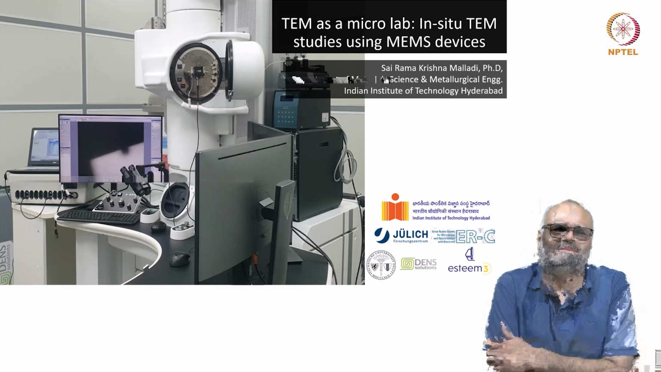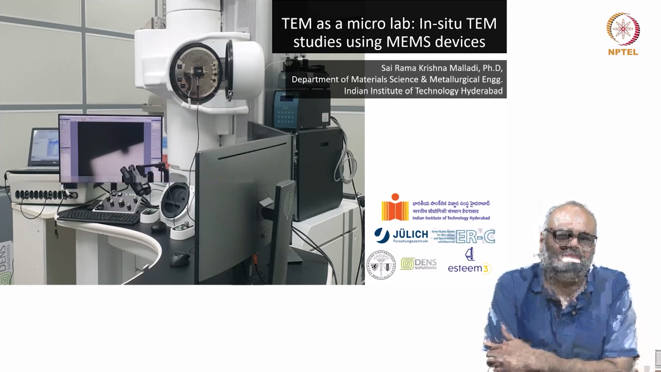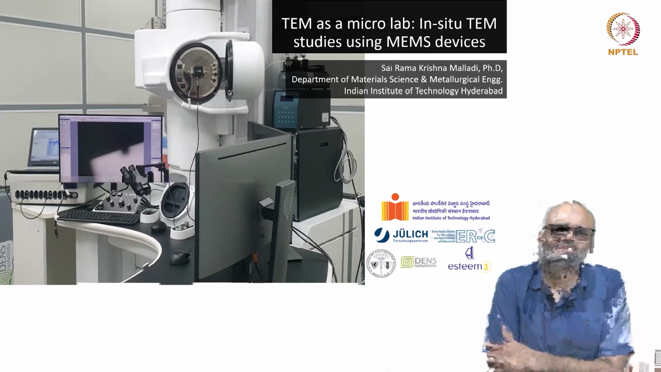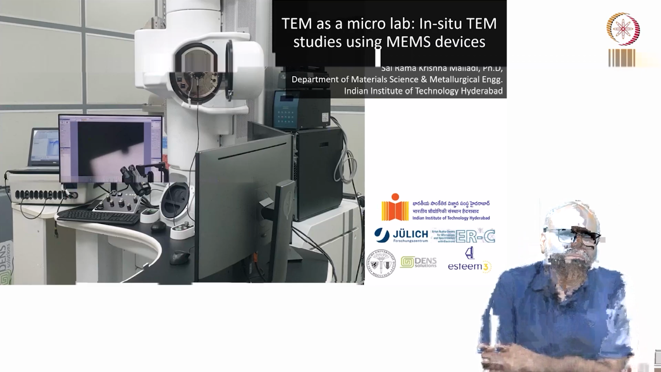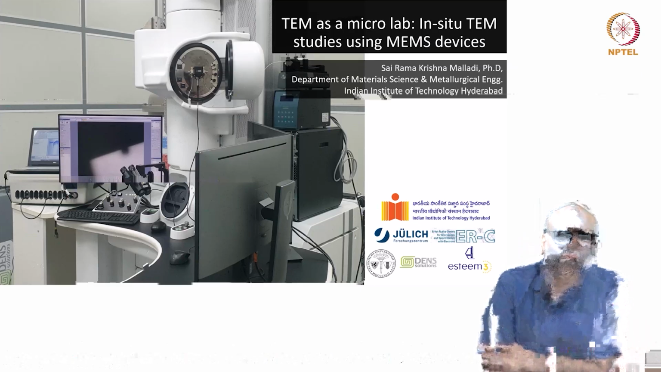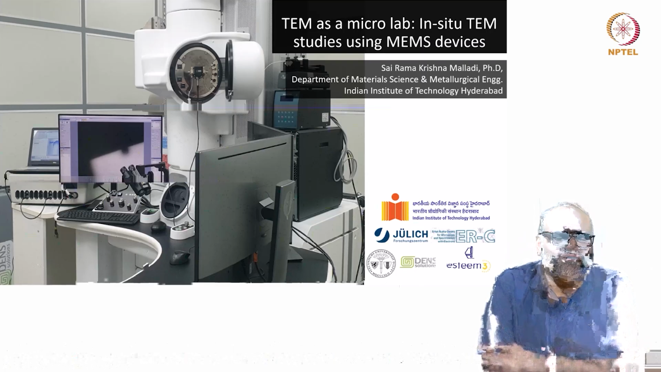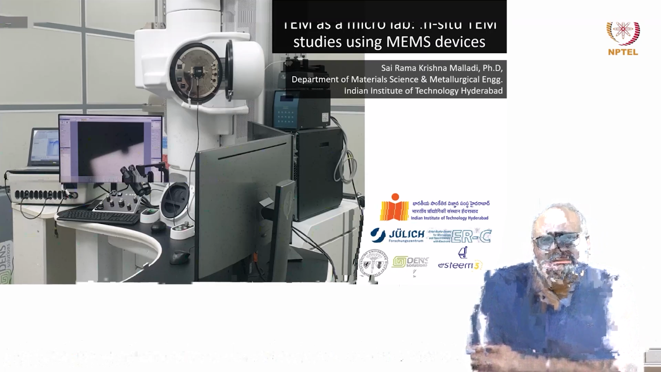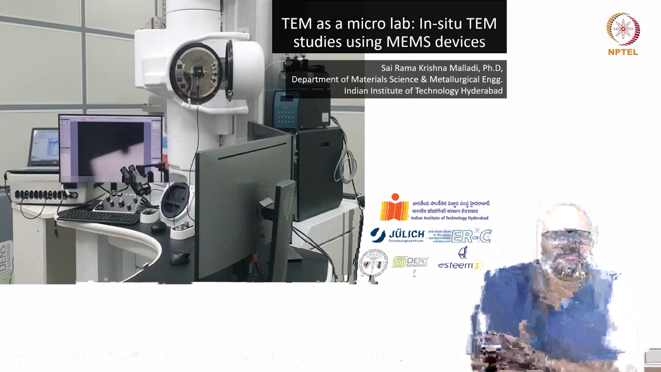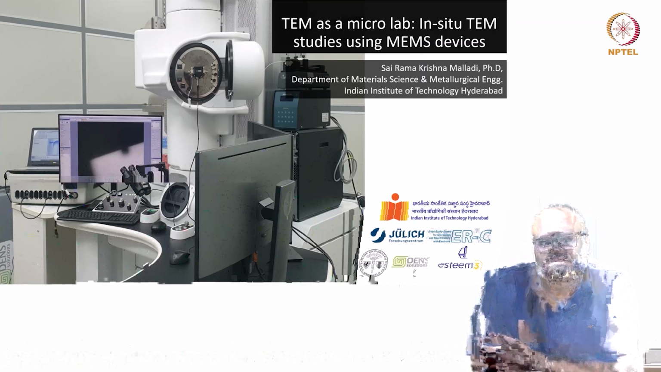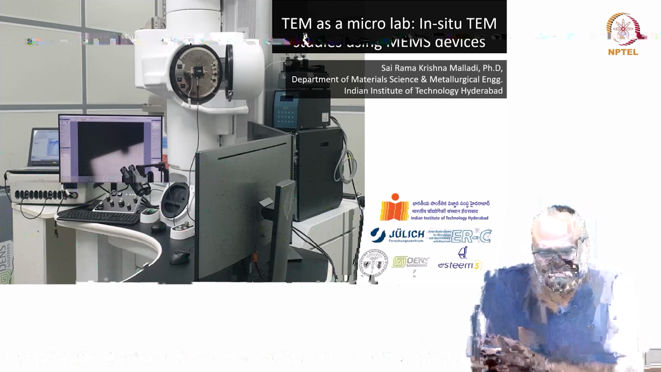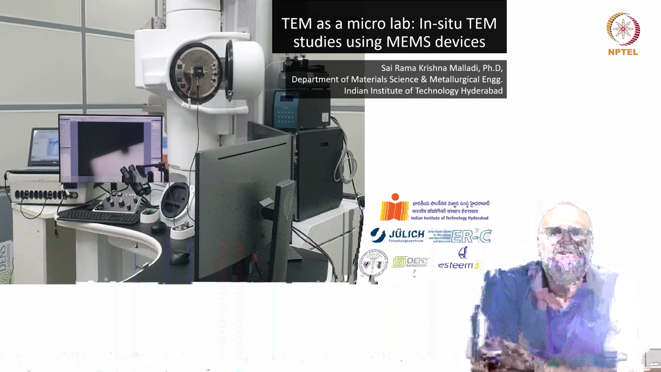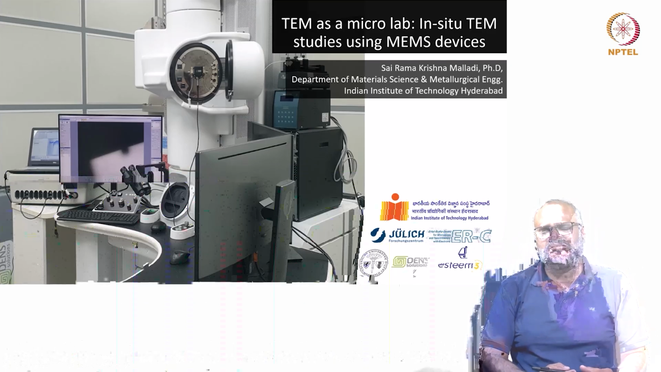This is slightly old in terms of when the technique was developed, because now there are modifications being done to the instrument columns to enable ultra-fast imaging by introducing a laser in the microscope, or there are several other developments where, for example, there is development of atom probe tomography combined with TEM in the same column and things like that. So here I'll show you an example of how you can use transmission electron microscope as a sort of a micro lab by using MEMS devices.